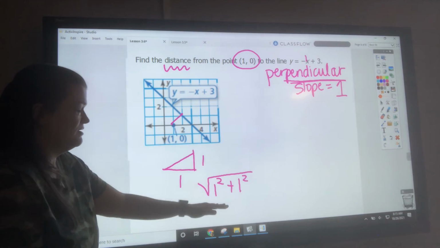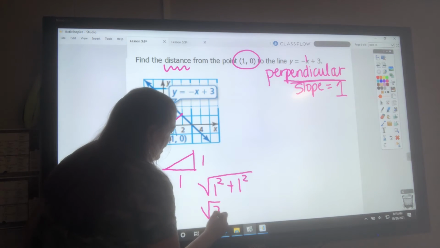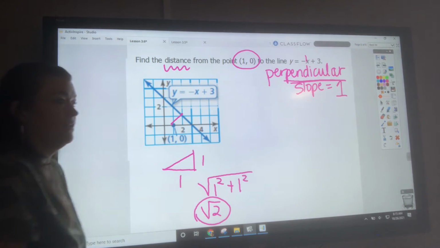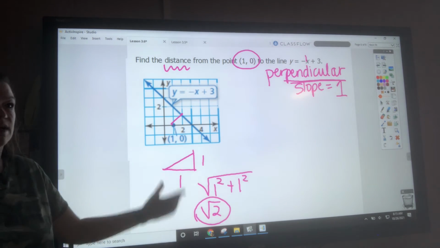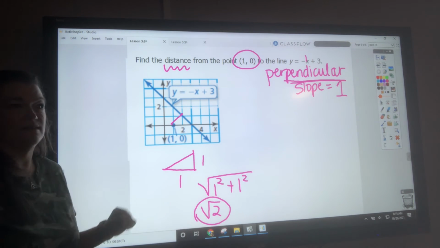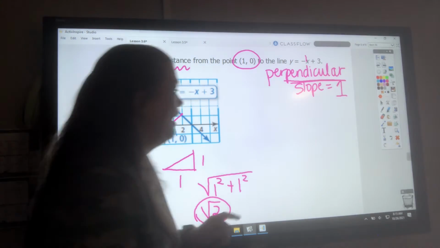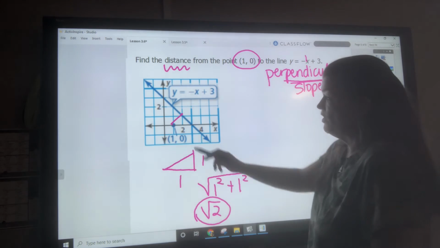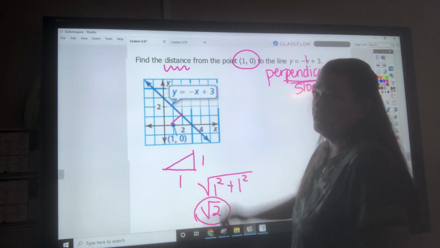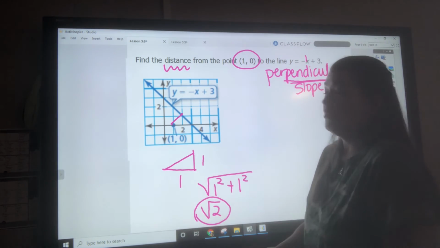So this is the distance, which is the square root of 2. And I'm just going to leave it because I don't have a calculator. I'm sure it's 1 point some decimal. But that's the distance right there. How do I find the distance? I have to travel from the point to the line along the perpendicular.